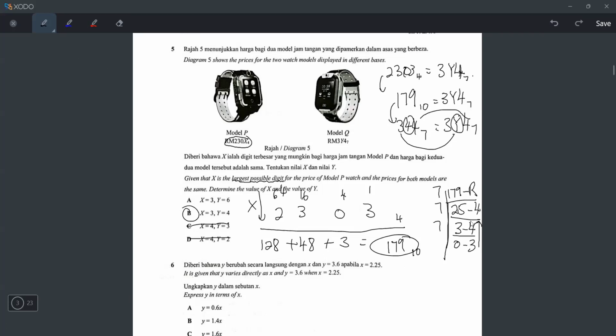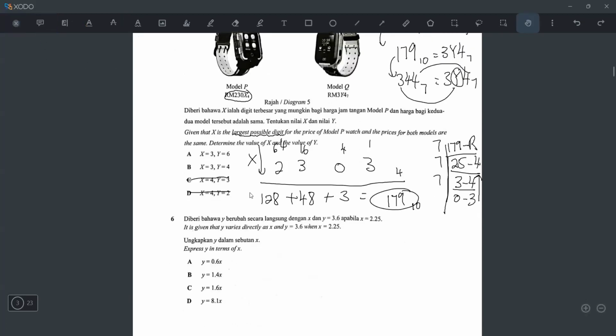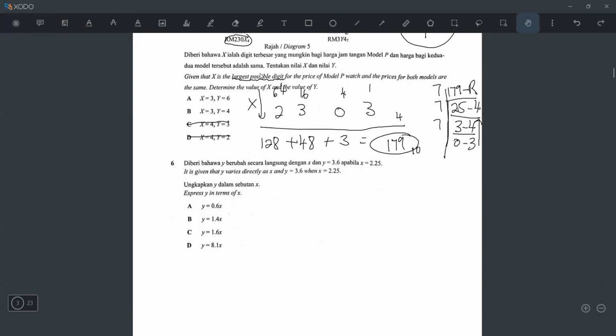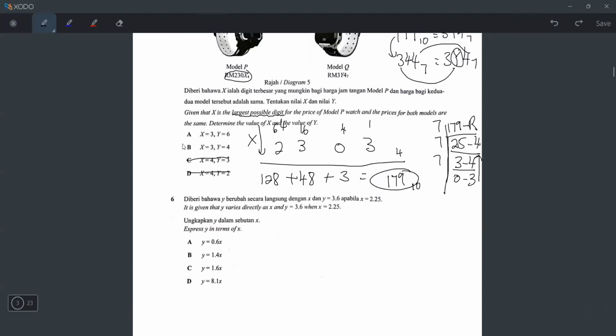And if you can't do it fast like this, you just do it slowly, like 179 divided by 7, and get the remainder, get the value like this. And you can always rely on your calculator. Remember, you can bring a calculator to the exam. Just because I do it without a calculator doesn't mean you have to do it without a calculator also. You can use the calculator.